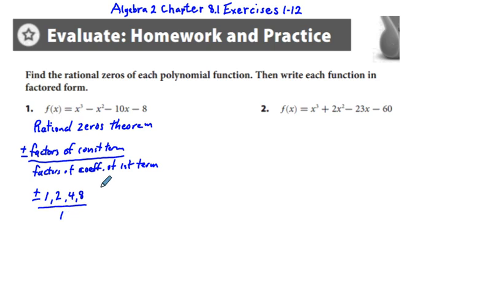And so our potential rational zeros are going to be as follows. We have plus or minus 1, plus or minus 2, plus or minus 4, and finally plus or minus 8. And what we're going to do is use synthetic division to check these, and what I recommend doing most of the time is using the smaller numbers first. So the first zero we're going to check out is 1.